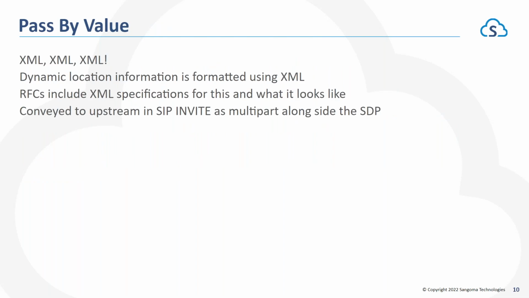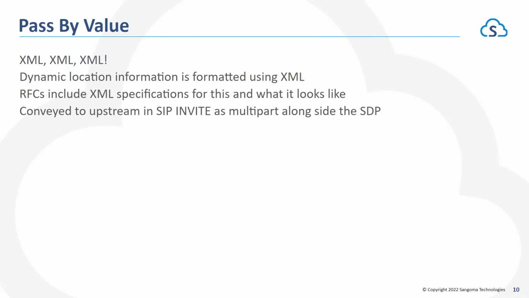So the geolocation work actually provides two mechanisms that you can provide information. One is called pass by value, and the other is called pass by reference. We're going to start by talking about pass by value. Pass by value, as you might expect, provides the complete location information within the call, and this is done using XML. So the RFCs do include XML specifications for this and what it looks like.